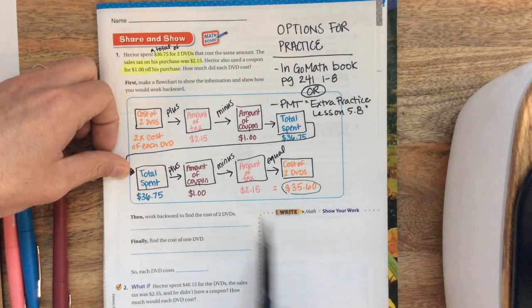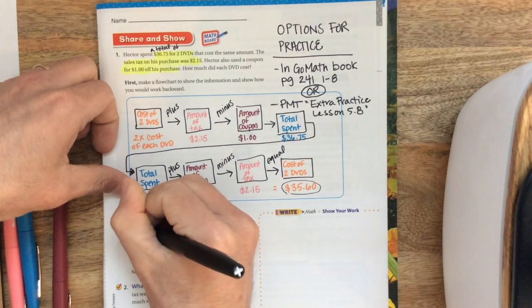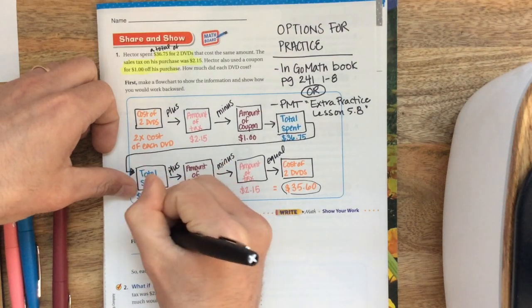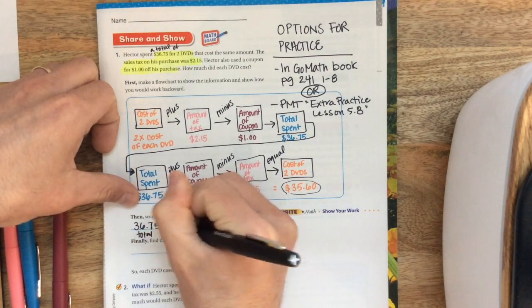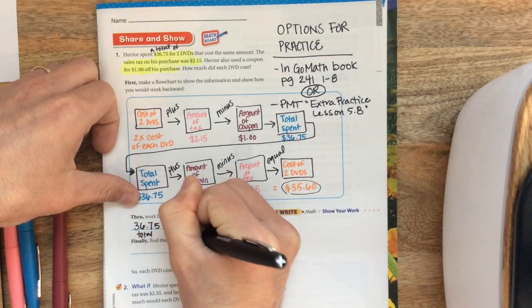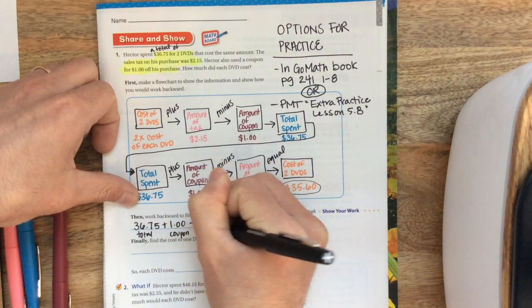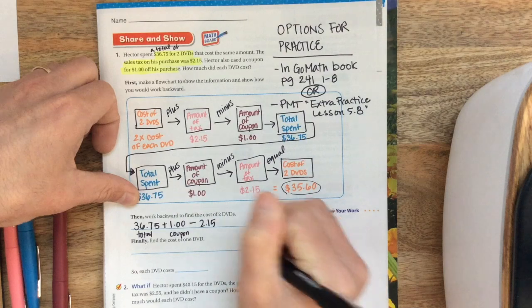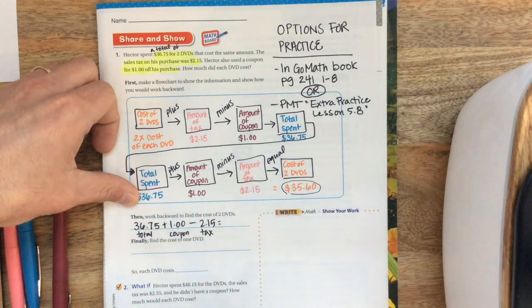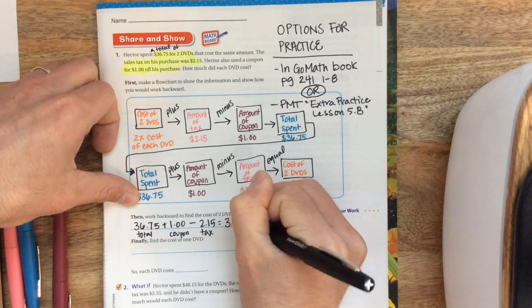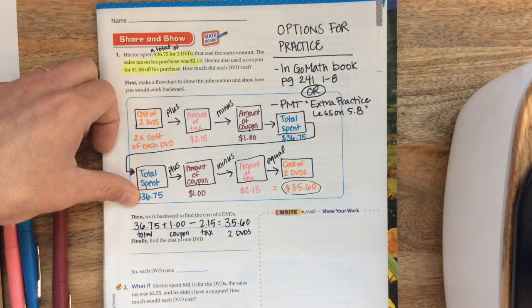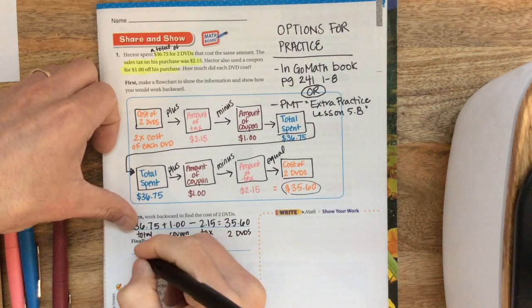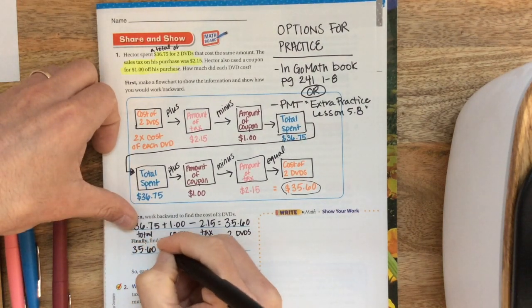So what I did was I worked backwards to have $36.75, which was my total. I added back in my $1 for my coupon, and then I subtracted my $2.15, which was my tax, and that equaled $35.60, which was my cost of 2 DVDs. Finally, to find the cost of each DVD, what I need to do is just divide $35.60 into 2.